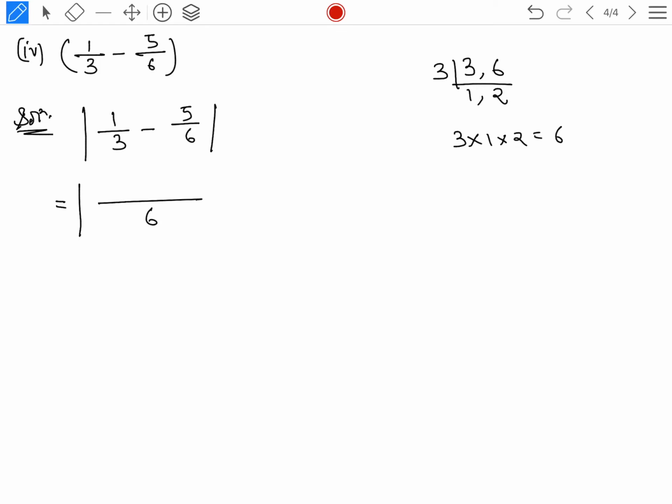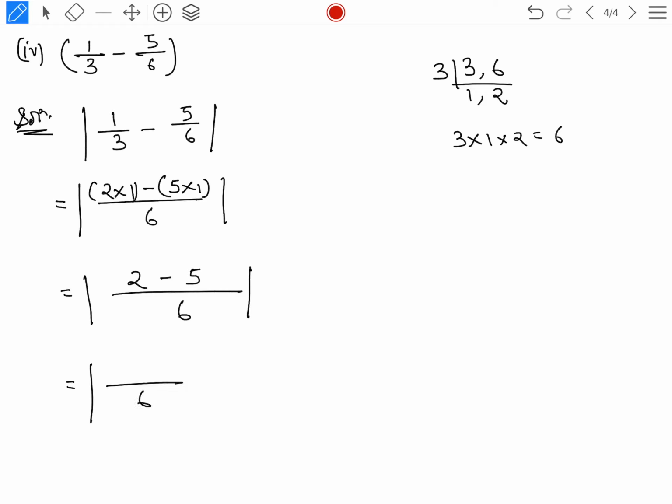Yes or no? 6. Now 3 2s are 6. Then I think all of you remember how to subtract, yes or no? 3 2s are 6, so it will be 2 into 1 minus, 6 1s are 6, so it will be 5 into 1. Yes or no? Then write between the symbols 6. 2 1s are 2 minus 5 1s are 5. Yes or no? Then 2 minus 5, in integers, I think you have learned how to subtract. Yes or no? Do you remember, or should I discuss?